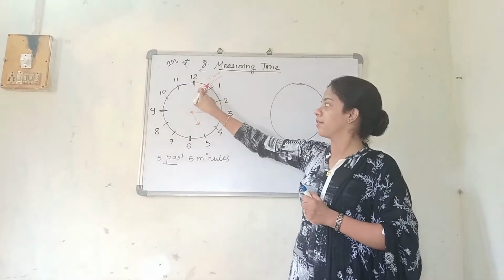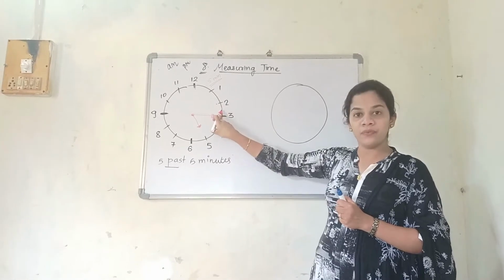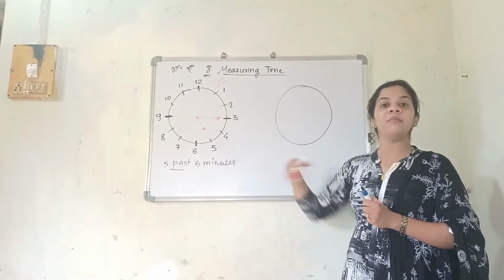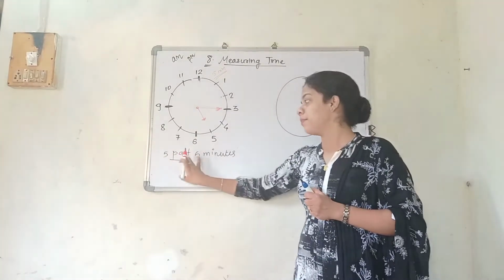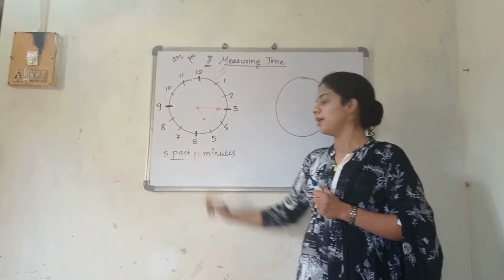5, 5 plus 5, 10. 10 plus 5, 15. The minute hand is present at 3, so 15 minutes have already been covered. So how are we going to say 5 past how many minutes? 15 minutes.